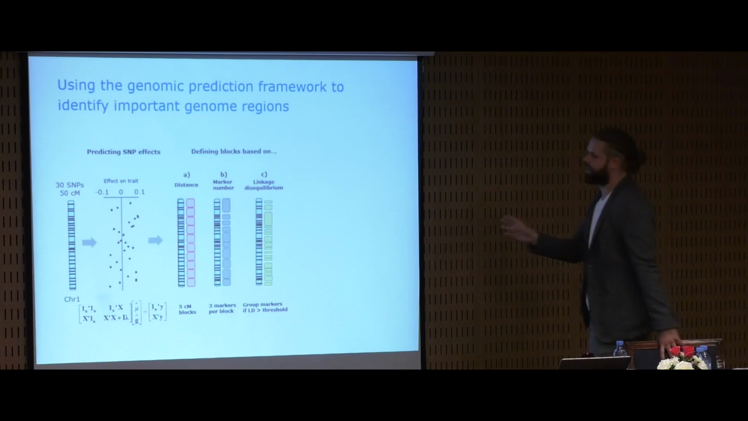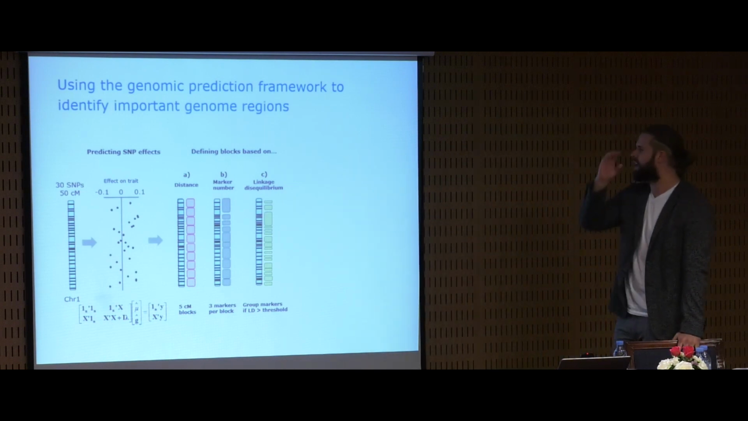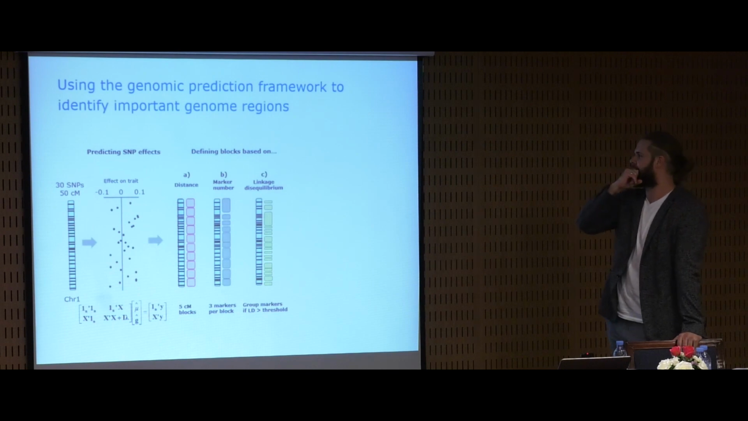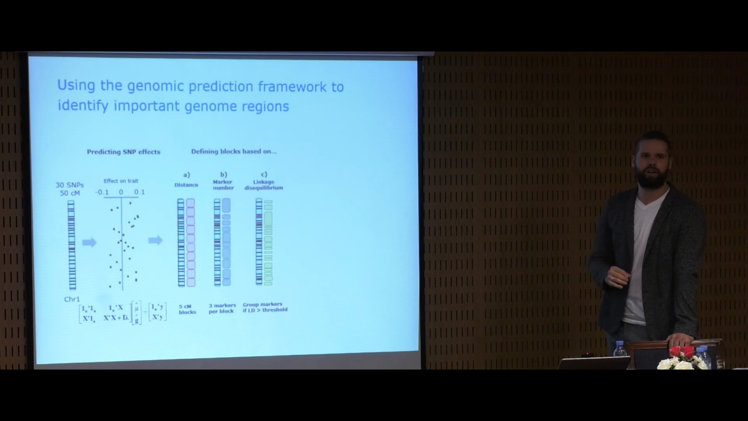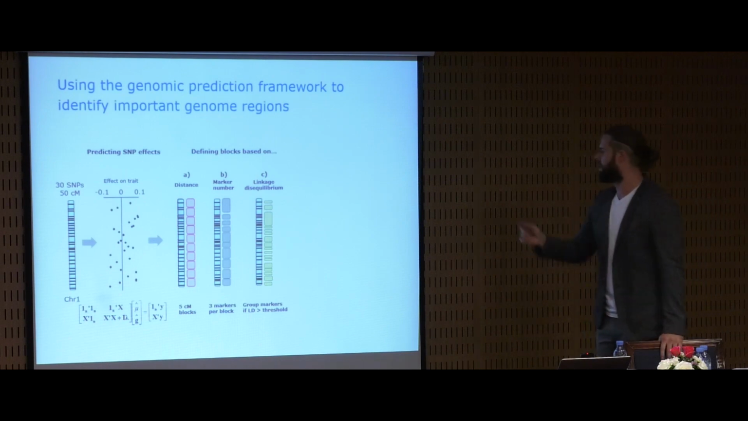And there are different ways to define blocks. For example, we could do it based on distance. So we could say we split up our chromosome into blocks that are 5 centimorgan of length each, for example. So based on distance. We could do it based on marker numbers. We could, for example, form blocks that are 3 markers long.